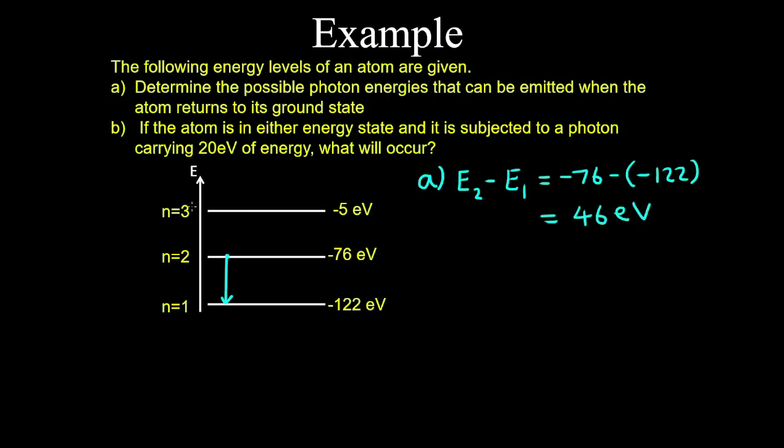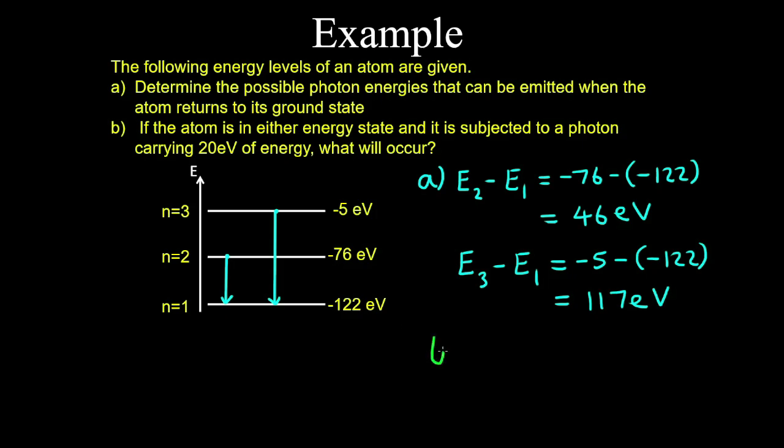And if the atom was in the third energy state, then the energy that an electron has to emit is E3 minus E1. So that would be minus 5 minus negative 122, or 117 electron volts.